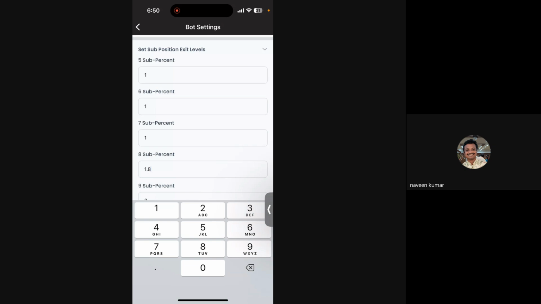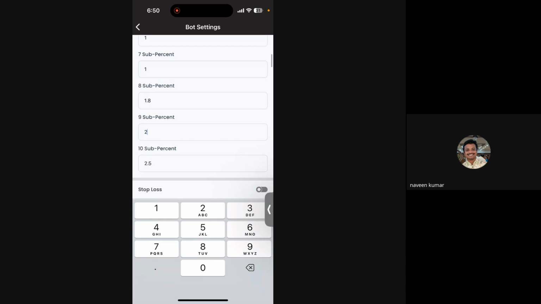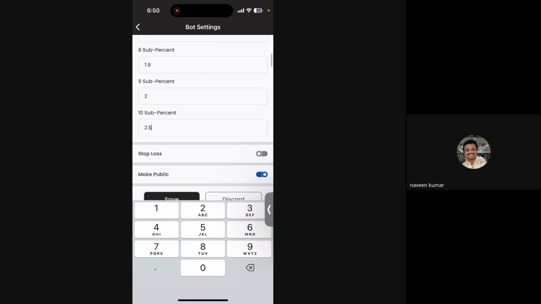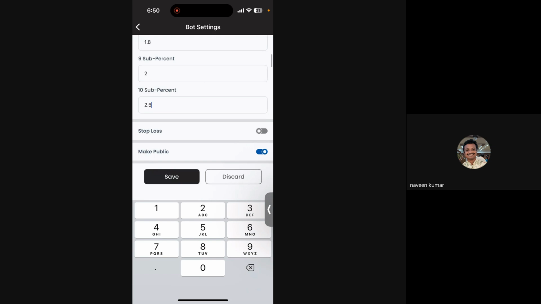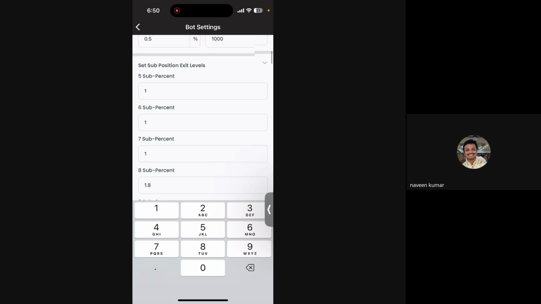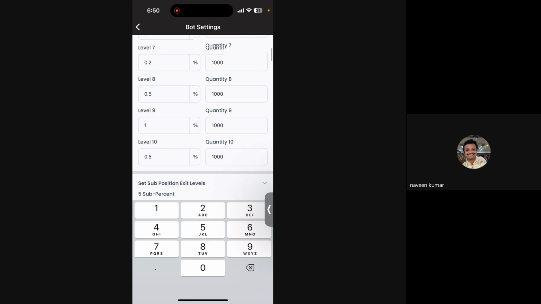I have become greedy. I want more profit because it has already fallen down by 8%. So assume that at the eighth level, ninth level, it has bought. So the recovery will be very fast. So I am expecting, at the ninth level, I have kept 2% profit, and at the 10th level, if it is 10% down, I want to make 2.5% profit. And I have not kept a stop loss because I don't want to keep it. I just want to accumulate more whenever the Nifty is falling down.